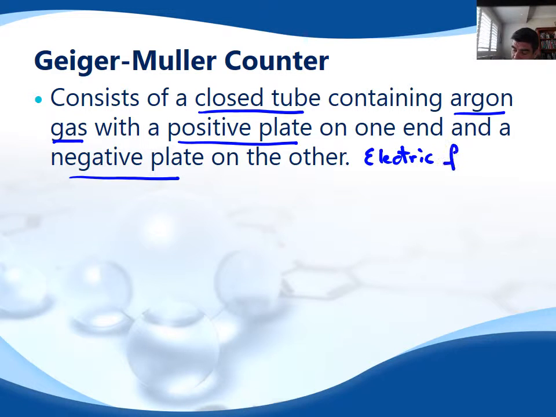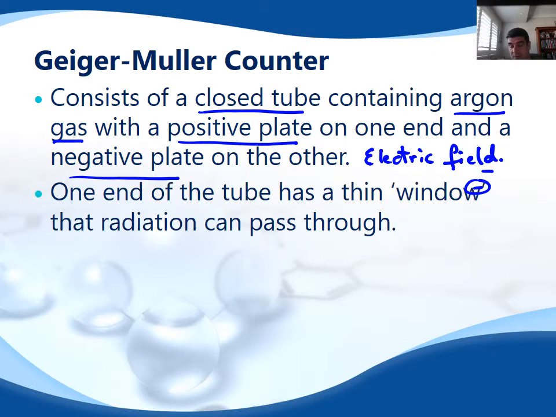And what this means is that if there are charged particles in the field, they'll be attracted to one or the other plate just through electrostatic attraction. So negative particles will move towards the positive plate, and positive particles will move towards the negative plate. At one end of the tube we have a window, and this little window is what allows the radiation to pass through.